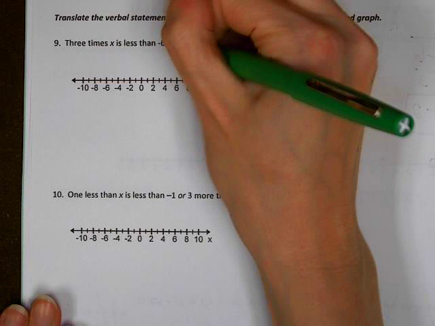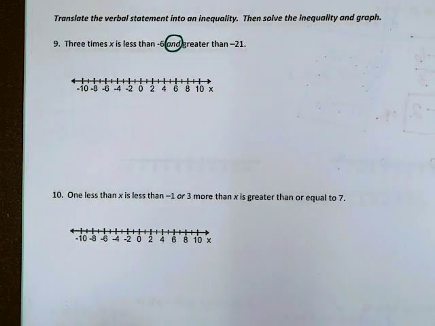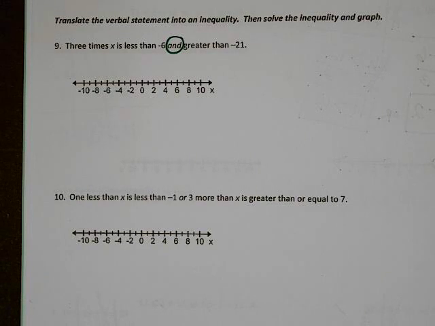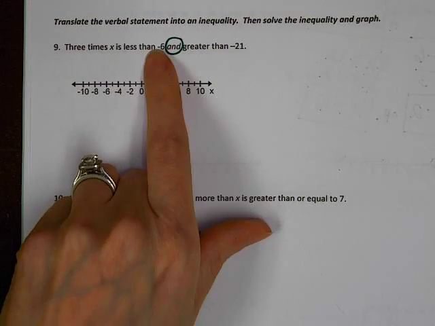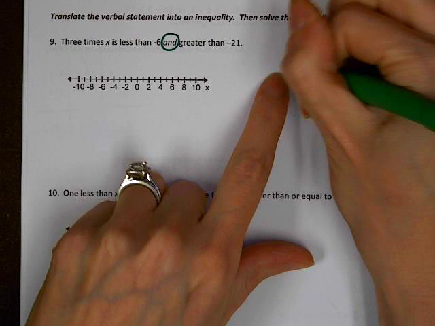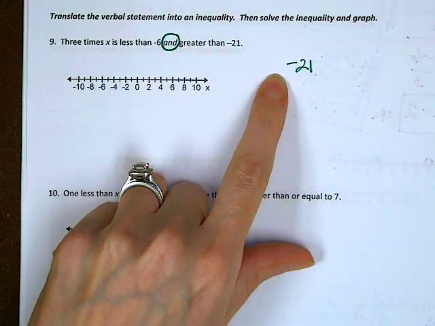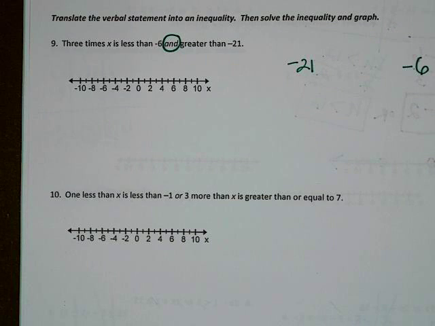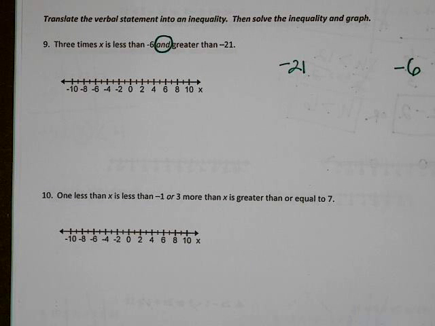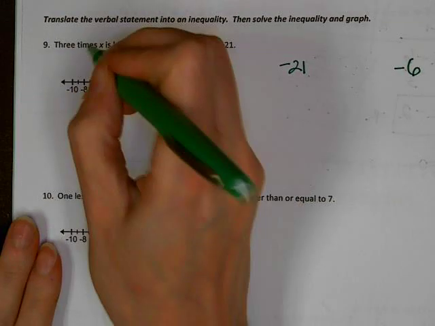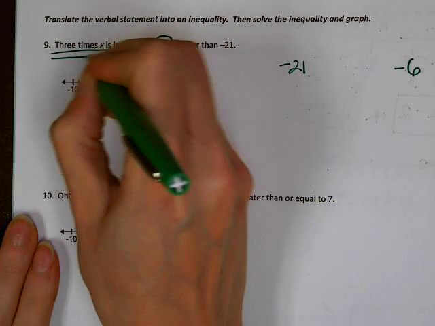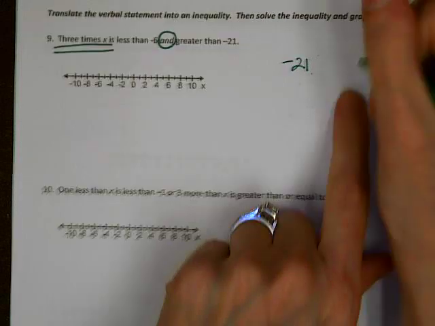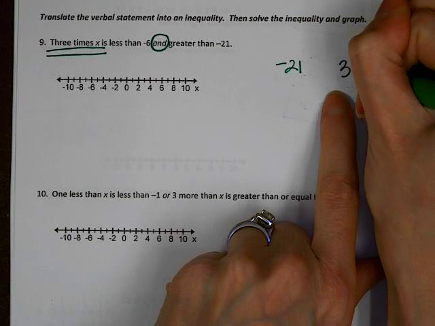Okay, so this is an and. And when it's an and, this is what I do. I put the smaller number on the left and the bigger number on the right. Okay, I'm trying to set up my sandwich. And then anything that's with the x goes in the middle. Now this one says 3 times x. So I'm going to put that in the middle.